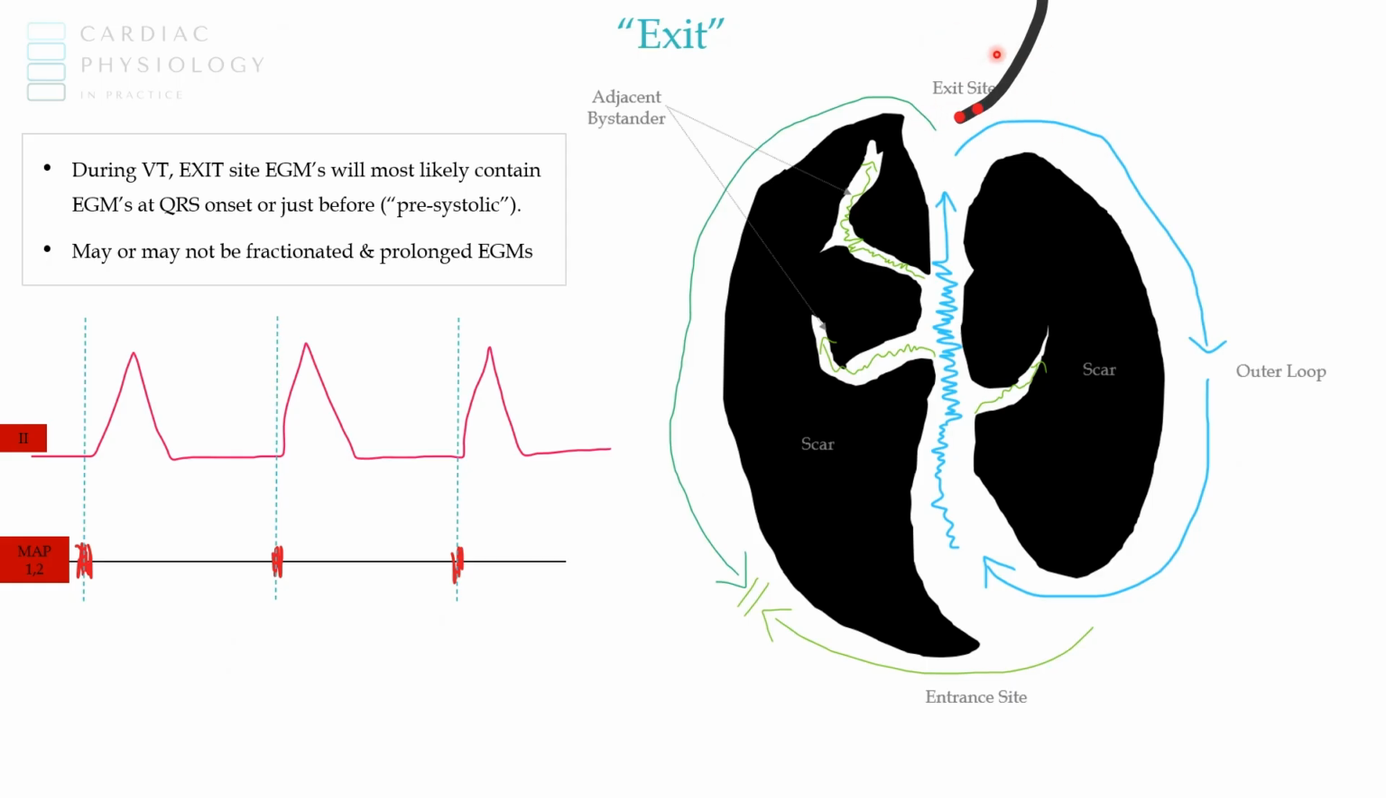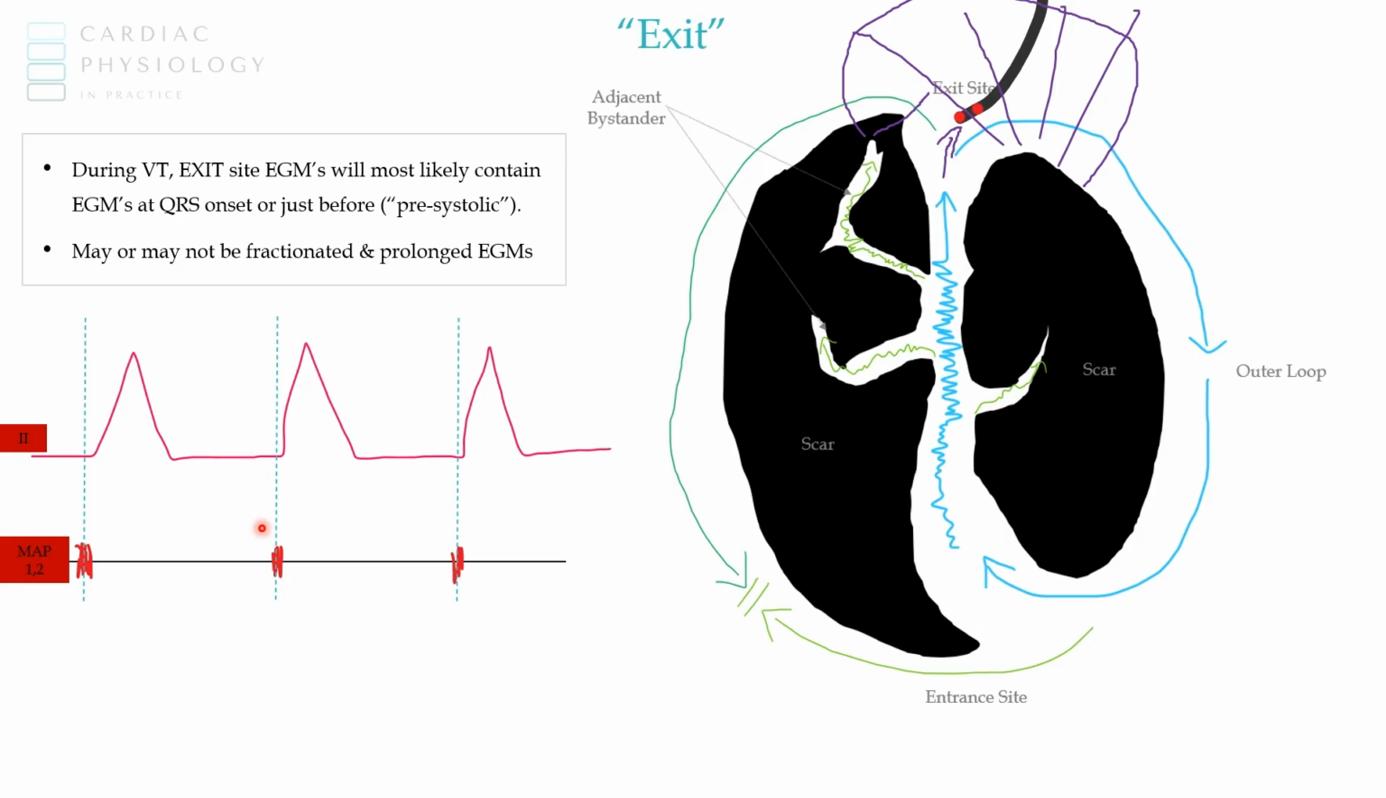Now, because QRS complexes start around the exit site, if you place a catheter at the exit site, you will measure electrical activity that occurs at or around the QRS onset, or just before the QRS onset. Because remember, you need to depolarize a critical amount of muscle mass before you get QRS onset on the ECG, right? You have to depolarize at least this amount of tissue. So if you place your catheter here, then you might detect electrical activity just before the QRS onset, right? And we call that a pre-systolic EGM.